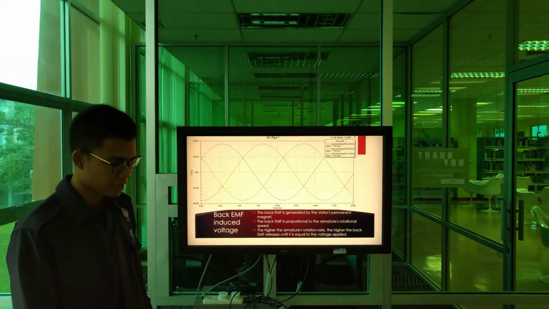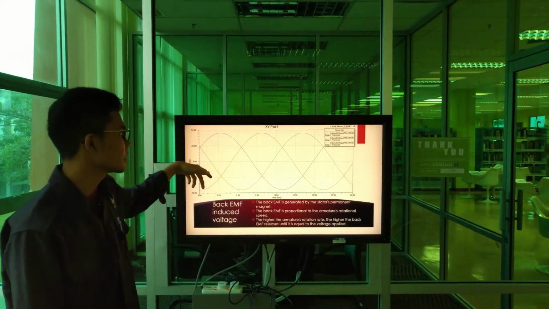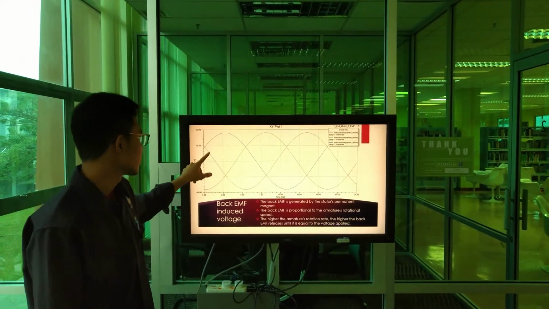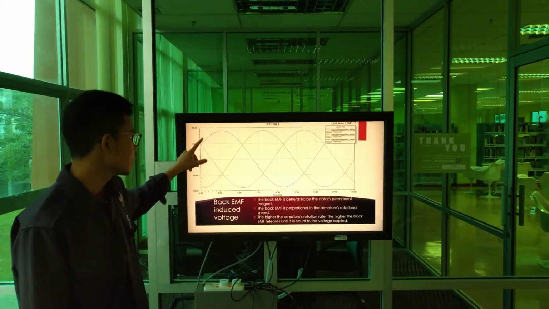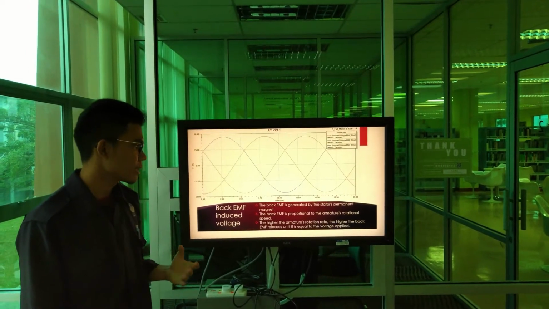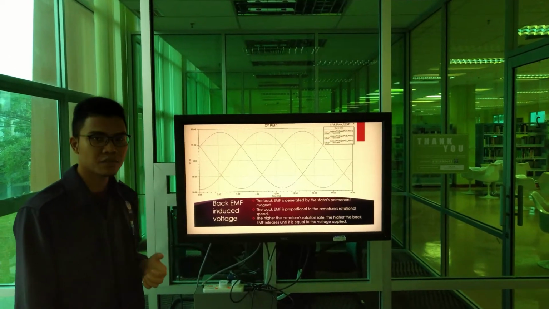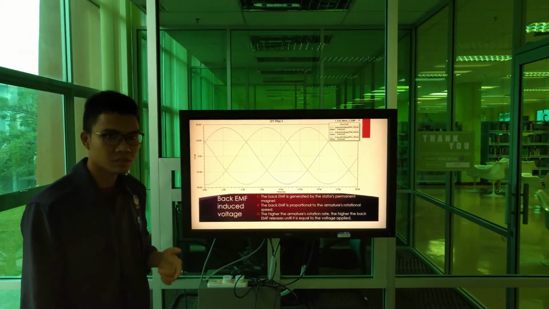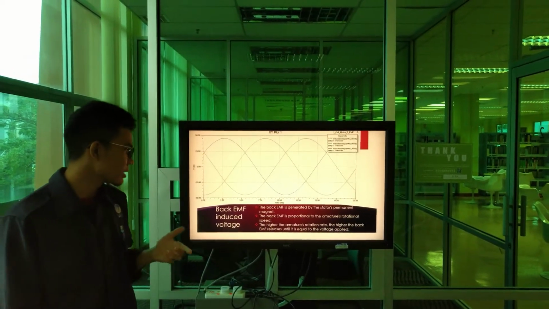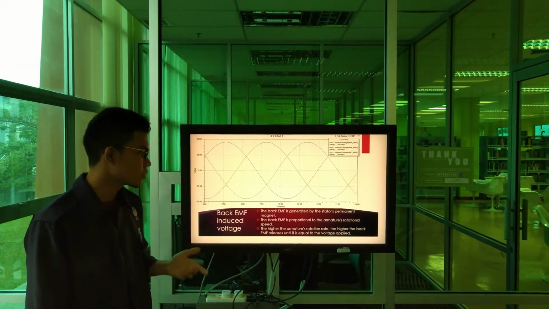Next is the back EMF induced voltage. This is my graph, where the red color represents the induced voltage for A, the purple one is for B, and the blue is for C. First, the back EMF is generated by the permanent magnet. Second, the back EMF is proportional to the armature rotational speed. Third, the higher the armature's rotation rate, the higher the back EMF, until it is equal to the applied voltage.